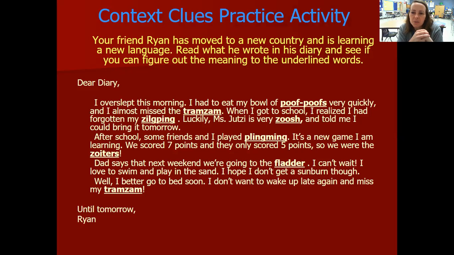It says, when I got to school, I realized I had forgotten my Zilping. Luckily, Miss Jutsi is very zoosh and told me I could bring it tomorrow. Okay, I'm going to see if I can figure out what Zilping is. So it's something that he brought with him to school. So it could be maybe a folder, a notebook. And then Miss Jutsi told him that he could bring it tomorrow. So I'm thinking that it's probably maybe his homework.